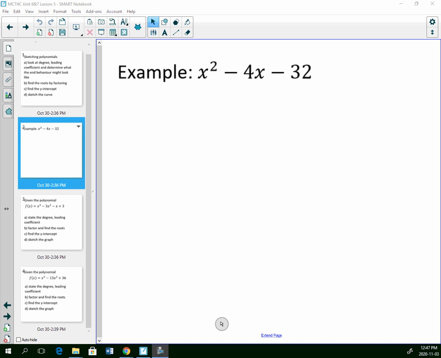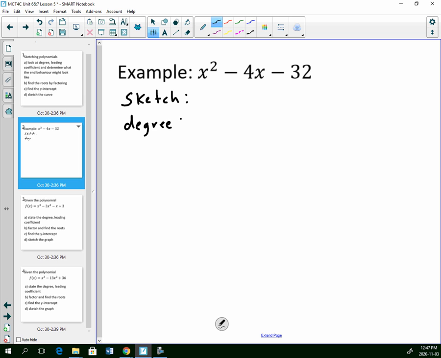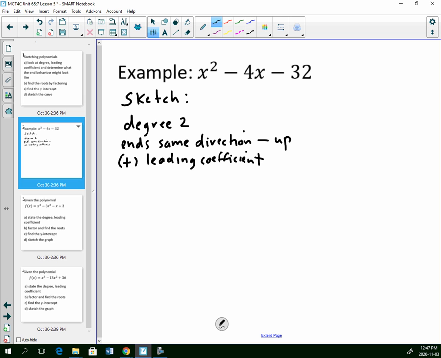Okay, so here we have a quadratic function. The first thing that we want to do is sketch the curve. So the first thing we would like to do is talk about the properties. So we know it's degree 2. If it's an even degree, we know that the ends should go in the same direction. And it has a positive leading coefficient, so the ends should be going up. All right, so we know that they're both going to go up.